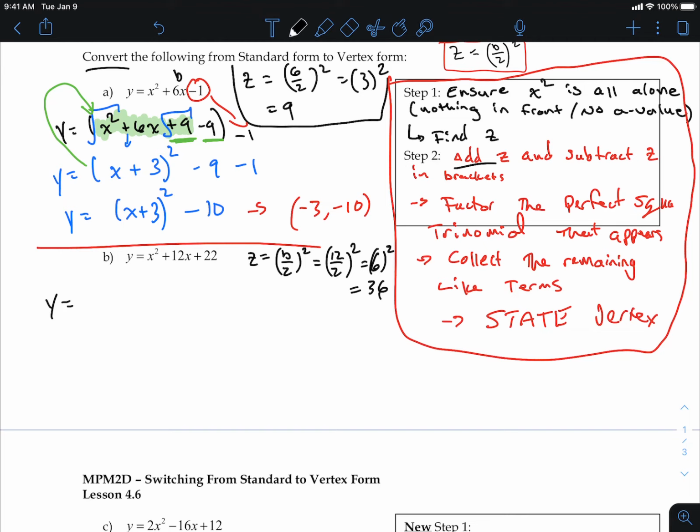Y equals, I'm going to move this up a little bit, save some space in case I need it. Y equals x squared plus 12x plus 36 minus 36. Put that in brackets. Then, actually, you know what? It doesn't go after the last term. It goes after the third.